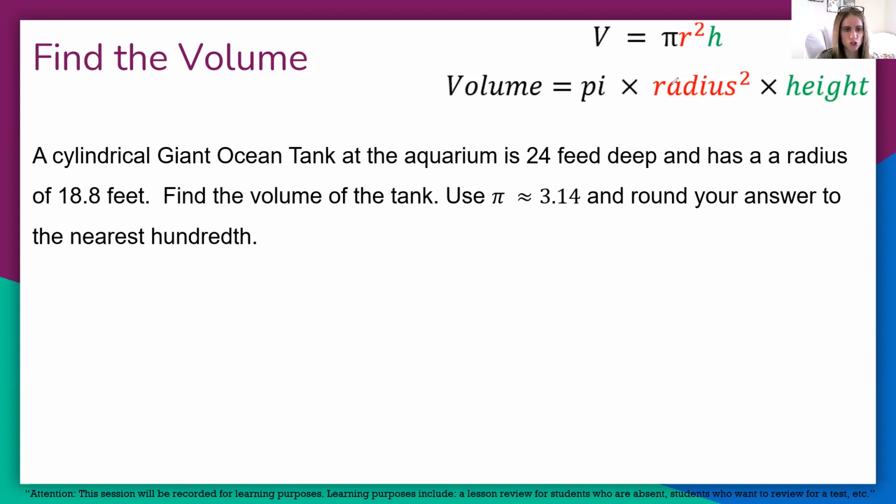Okay, first off, let's find our information. We are told that it has a radius of 18 and 8/10 feet, and then a height of 24 feet deep. Excuse that typo. And once again, we are using our approximation as pi.